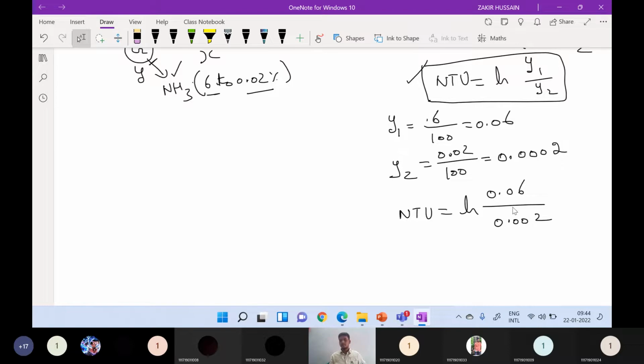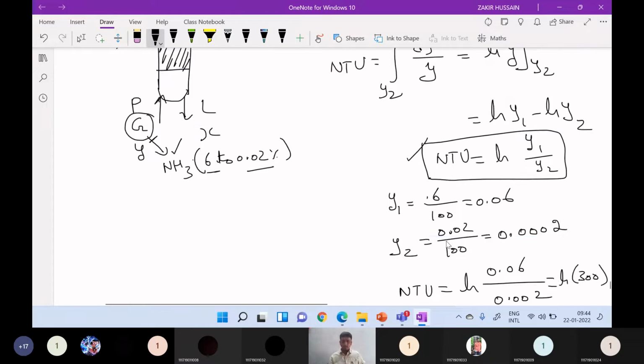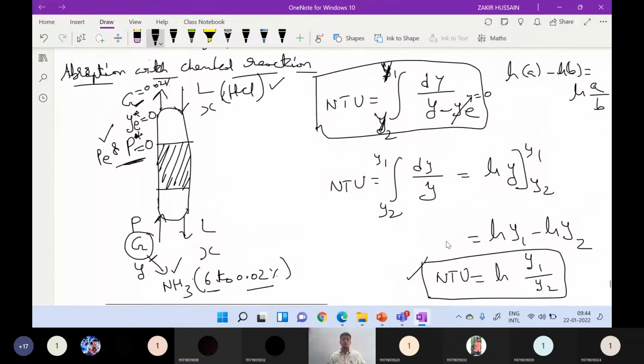Therefore, if you calculate this one, you will get ln 300. So ln 300 you will get nearly 5.75 or something like that, 5.7 you can take. Similarly, the same process is the physical absorption process. Under the physical absorption process, if this is water, you are using water to separate out NH3.